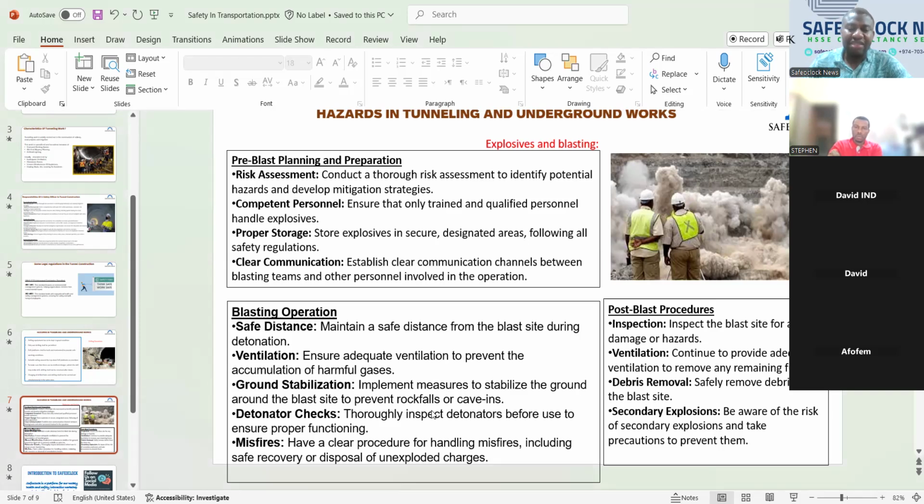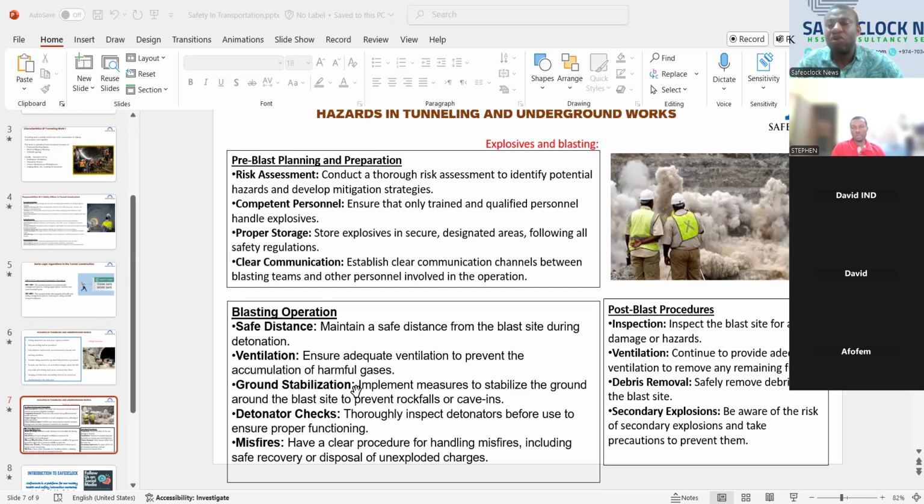Misfires: there's a possibility of misfires. So how to handle those misfires, and how to recover a misfire, should be properly communicated, because this is one of the major risks associated with blasting or the use of this explosive. You might have implanted 5 or 6 explosives, and when you detonate, only 3 will explode. The other ones that did not explode are what we know as misfires. When a misfire happens, the trained people might go for recovery, and in the process of recovering this explosive, it will explode. That is one of the risks associated with this activity.